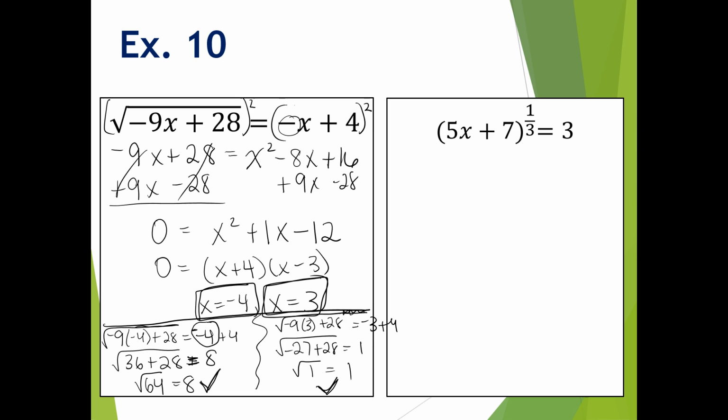So again, you need to be suspicious when you get two answers, but that doesn't always mean that one of them is extraneous. So these were both fine.